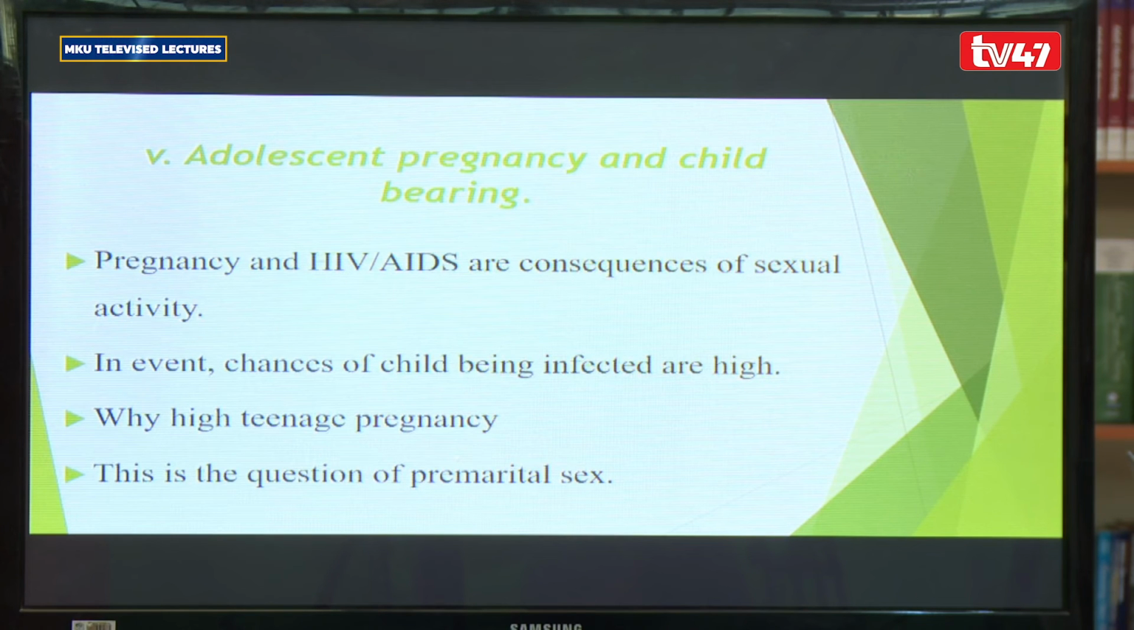Let's look at the other one, adolescent pregnancy and childbearing. Pregnancy and HIV and AIDS are consequences of sexual activity, because if there is no sexual activity, there will be no pregnancy, and there is also no HIV, even though we have other factors that can lead to one contracting HIV. In the event of pregnancy, the chances of a child being infected are high. Why high teenage pregnancy? This is the question of premarital sex. If there is premarital sex, there are high teenage pregnancies.